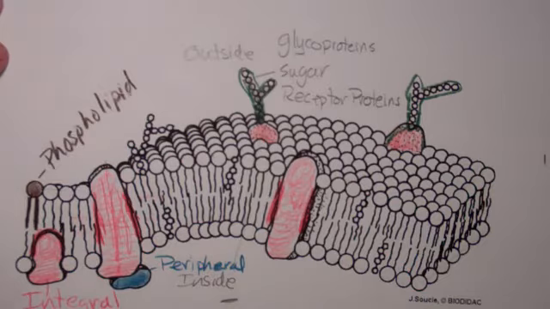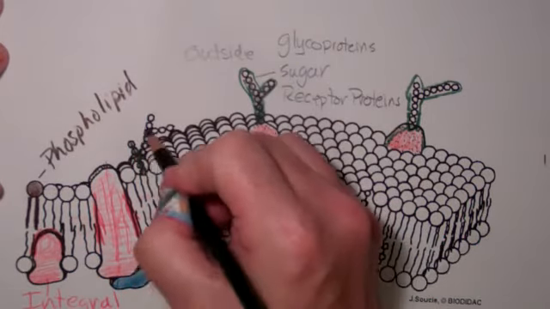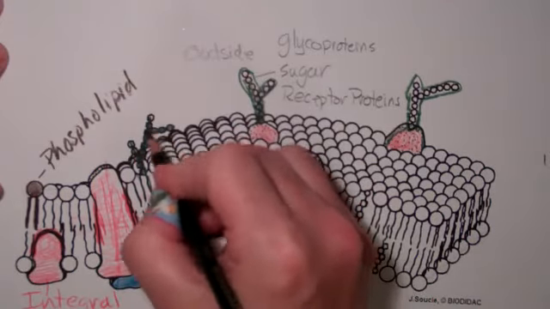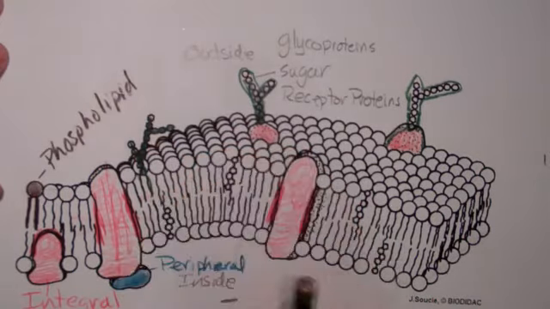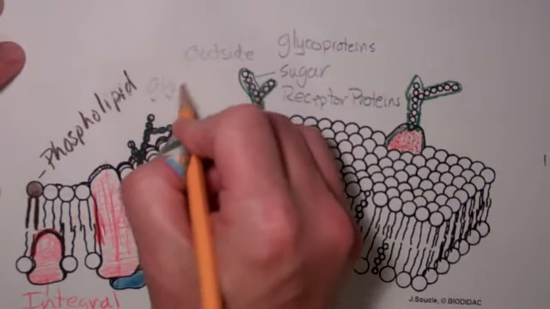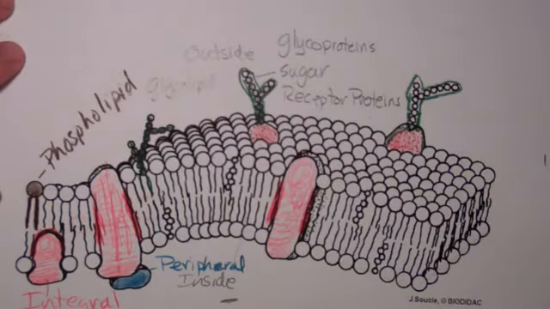We also have a sugar, same kind of thing that's here, a sugar attached here, but this one's attached to the lipid part, and since it's a sugar attached to a lipid, we don't call it a glycoprotein, we call it a glycolipid, and it has the same function as a receptor protein.